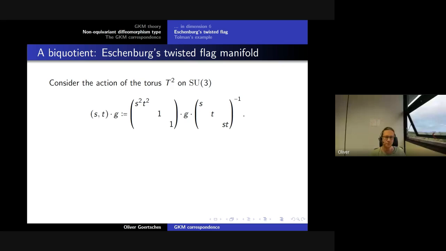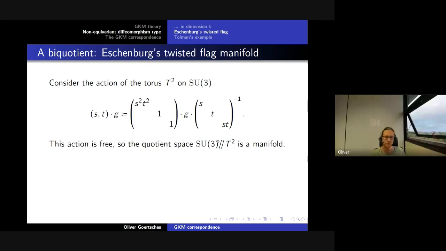So I look at the following action. Again, we have the two-torus acting, but this time I let it act on the Lie group SU3. And I do something a little bit different than letting it just act by left multiplication or right multiplication. I let it act on SU3 in this strange way here, right? S and T are, again, unit complex numbers. And I look at these two matrices here, which are not in SU3, but which are in U3. And I conjugate the matrix G in SU3 with these two matrices. And I land again in SU3 because the determinant of the left matrix here is the same as the determinant of the matrix on the right. Okay, so believe me that this action is free, so we can look at the quotient space.